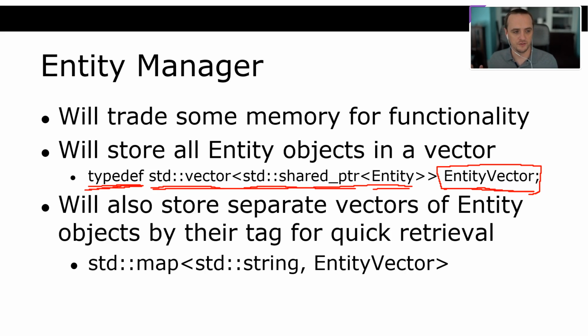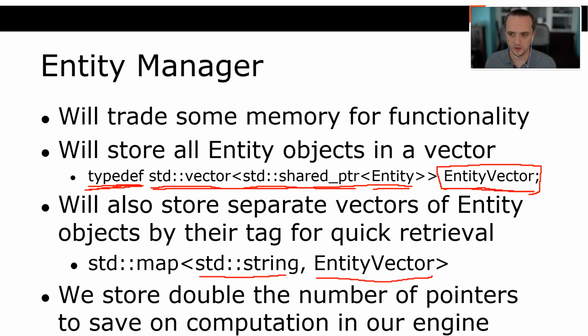We're also going to have a second data structure. In that data structure, we're going to store separate vectors of entity objects which are grouped by their tag. So that's how this is going to work. We're going to have a standard map, and that map is going to map strings to entity vectors. The string here is going to be the tag, and the entity vector is going to be the vector that contains the entities. So what that's going to do is we're going to store double the number of shared pointers to save on computation time in our engine.